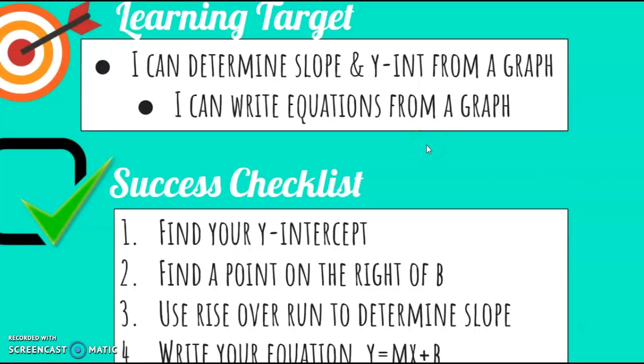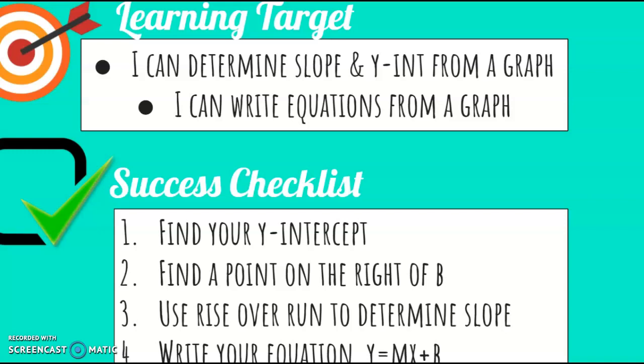If you notice, guys, my learning target and my success checklist are still the same. We're gonna make a slight adjustment to number 2. When we get there to our note section, I will make sure that we understand what I'm talking about. So my learning target is still determining slope and y-intercept from a graph. And then once we have those two things, we're writing an equation from slope and y-intercept.